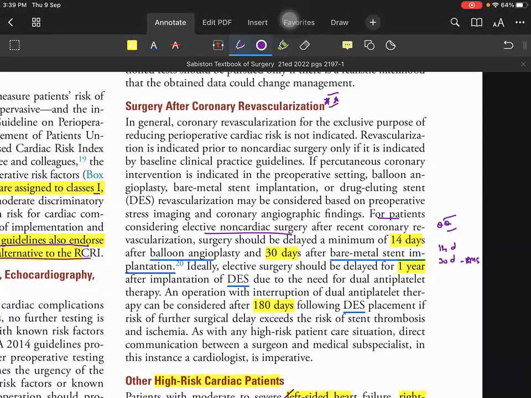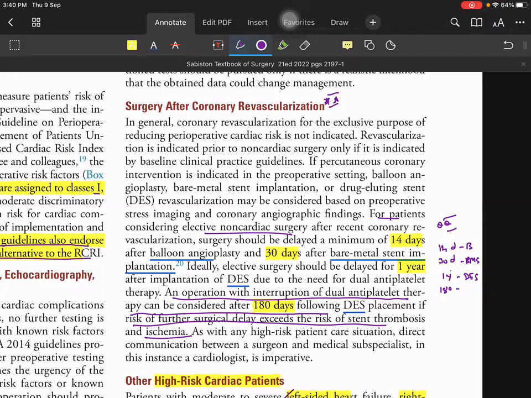Balloon 14 days, bare metal stent 30 days, and 1 year if they have a drug-eluting stent, due to the need of dual antiplatelet therapy. Any operation with the interruption of dual antiplatelet therapy could be considered after 180 days following DES placement. The risk of further surgical delay exceeds the risk of stent thrombosis and ischemia. So just remember these terms.